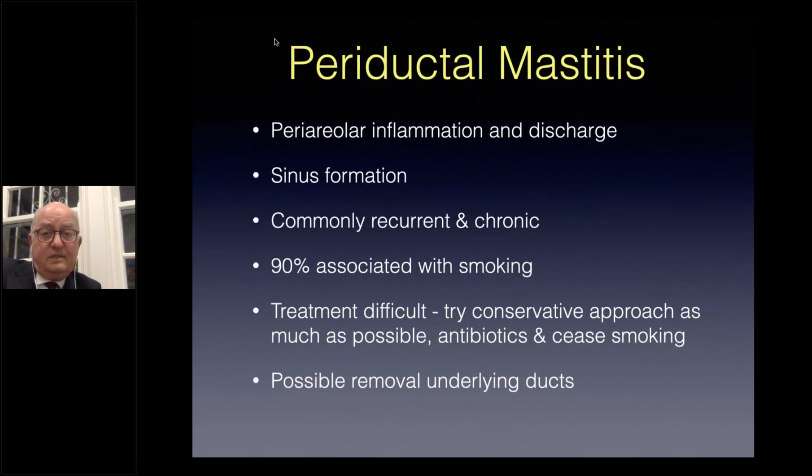Periductal mastitis is another not uncommon thing that I see. It presents with periareolar inflammation, often discharged through some sinuses that develop. It's commonly a recurrent and chronic problem, and it's a problematic condition. 90% of patients are smokers.